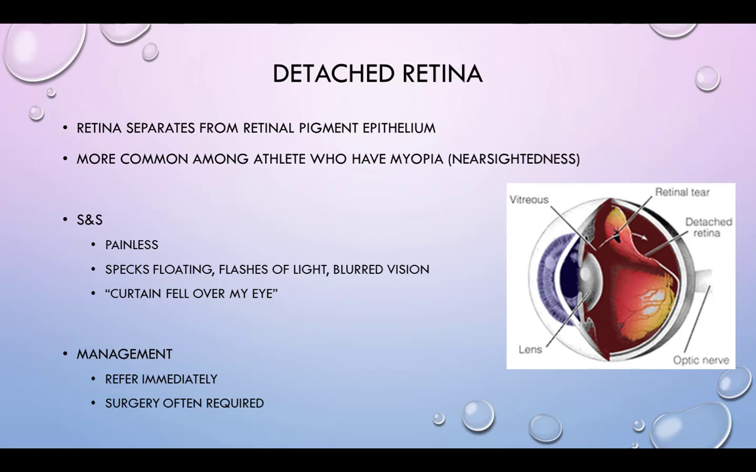The retina may separate from the retinal pigmented epithelium, resulting in a detached retina. This is more common among athletes who have myopia or nearsightedness. This is a difficult injury to diagnose, as there are few signs and symptoms and it could be painless. The biggest complaints after detached retina are floating specks, flashes of light, and blurred vision. An athlete might describe it as a curtain fell over their eye, or they lost certain parts of vision.